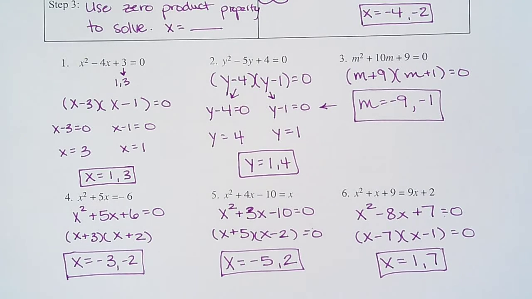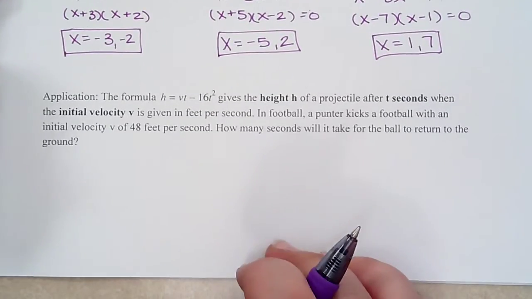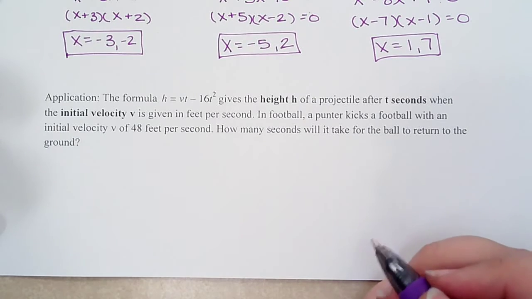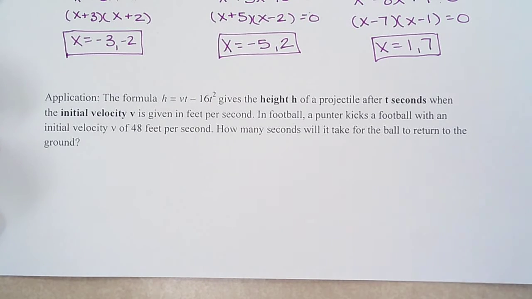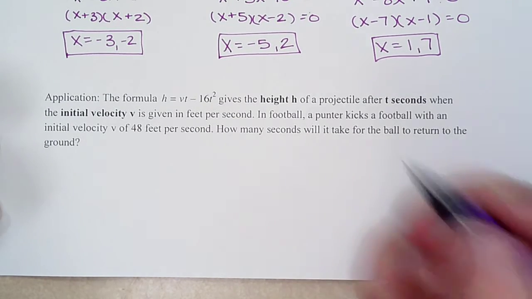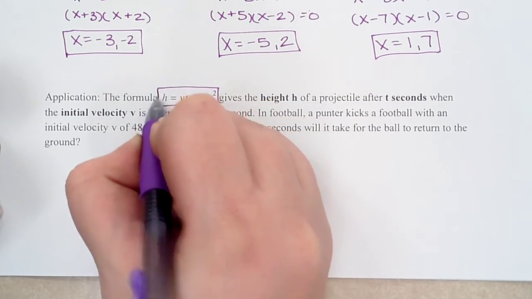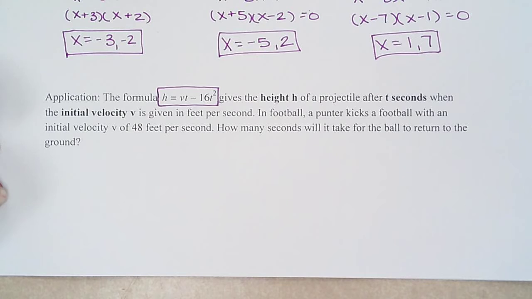All right, last one and my favorite one on this worksheet, on these notes. Quick application. So we can give the formula of any projectile, something that's thrown, kicked, or put into the air. The formula is right here, and this is going to be a really common formula. If you ever take physics, you're going to see this again. So we know the height, h, of the projectile after t seconds, and the initial velocity.